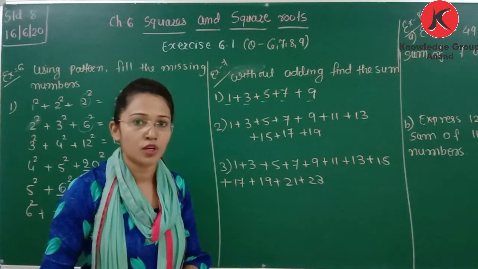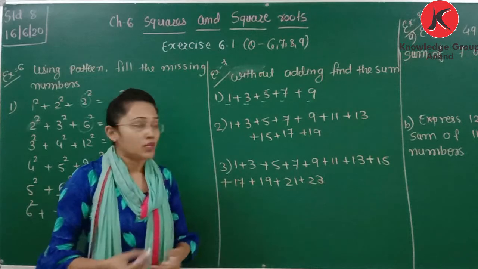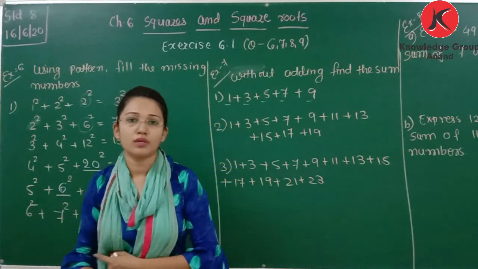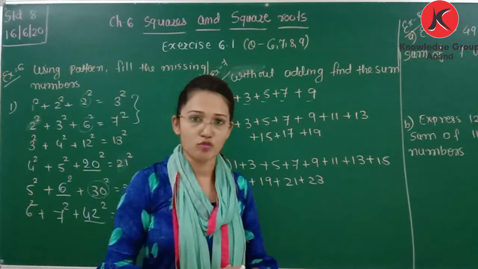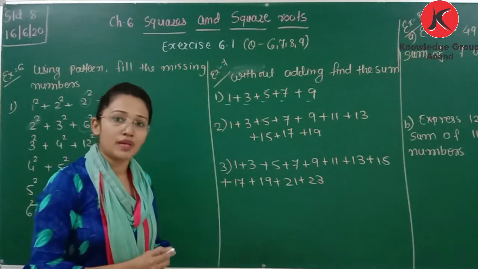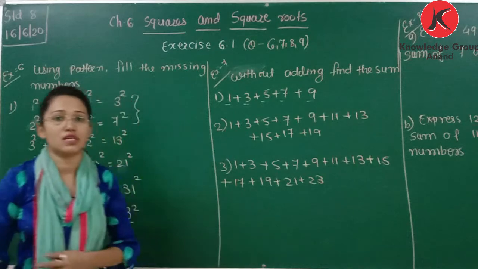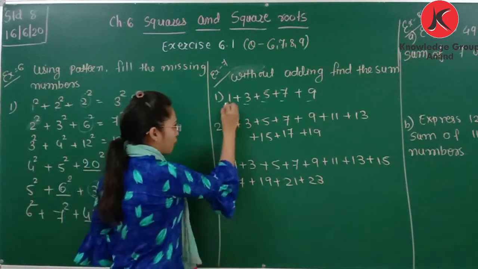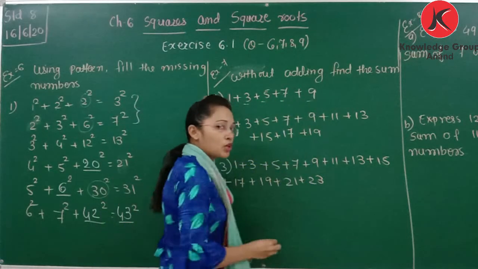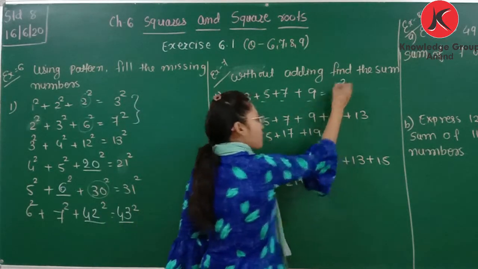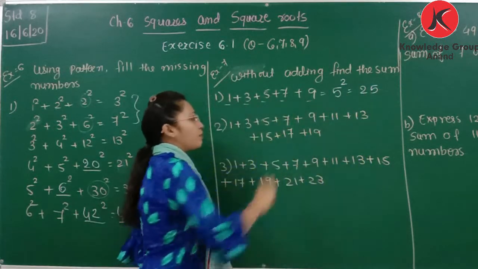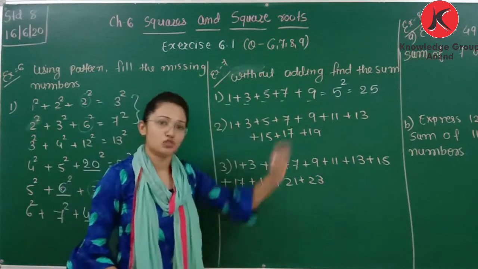odd numbers. Okay, we learned the rule that any square number can be represented by consecutive odd numbers. For example, if it is 5 square, then 5 square can be represented as 5 successive odd numbers. So here how many numbers are given? 1 2 3 4 5. So it can be represented as 5 square. That is 25. So if you perform the addition of this, it is 25.